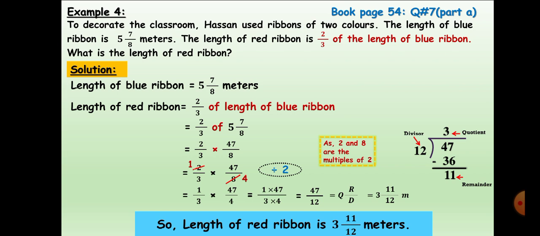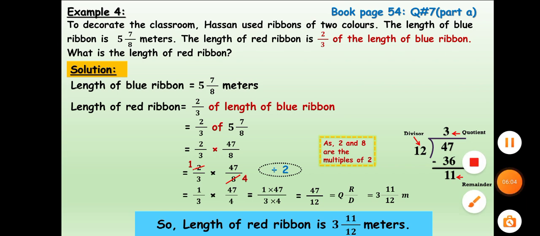So then it's an improper fraction. Change the improper fraction into a mixed form. That's going to be 3 whole 11 over 12 meters. So the answer is, the length of red ribbon is 3 whole 11 over 12 meters. Okay, this is the answer.